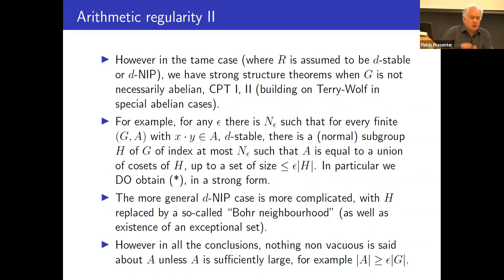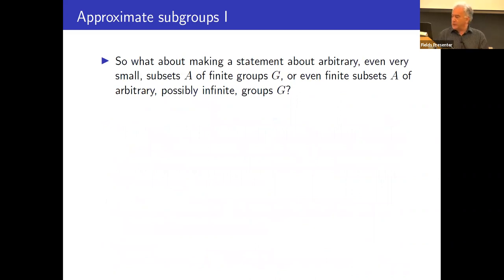It's like a fixed proportion of the size of G, right? If you're looking at all the groups G, you can't say something about the A's which, as G gets bigger, stay the same size. So for small A in the suitable sense, nothing is said, okay? So now the third regime, the approximate subgroups regime: what about making a statement about arbitrary, even very small subsets A of finite groups?